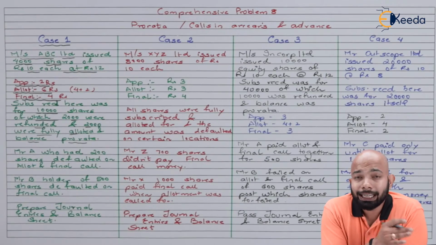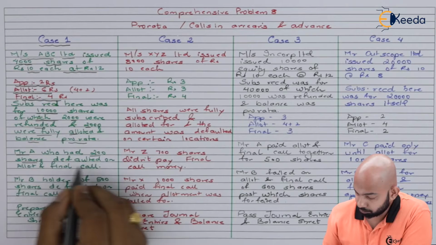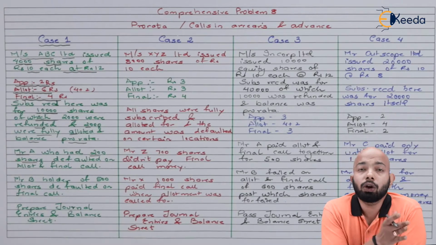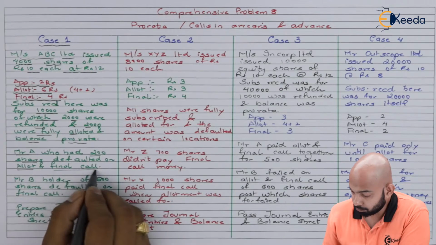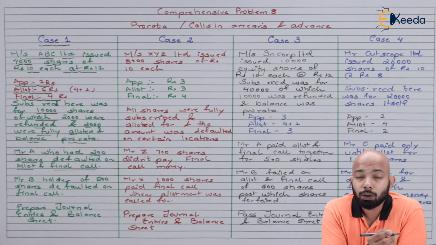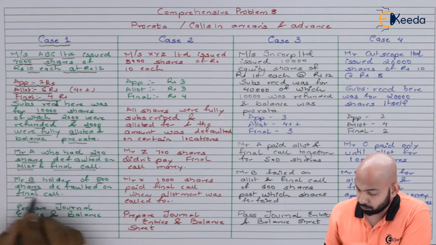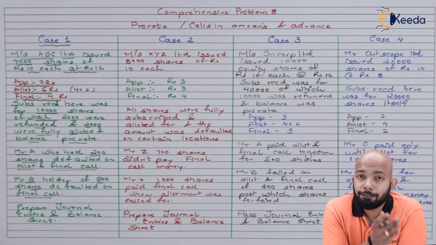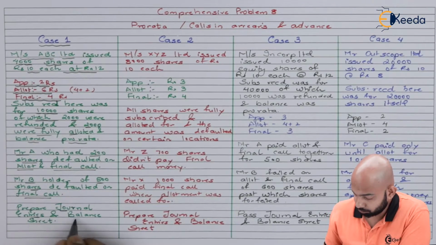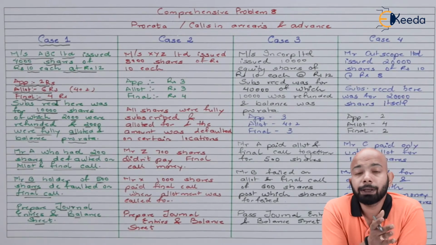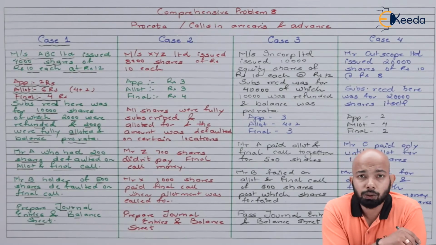Now, there is Mr. A who had 200 shares with him. He defaulted on the allotment and final call, which has been mentioned. Mr. B, who is the holder of 500 shares, defaulted on final call money, which has also been mentioned here. Now we have to prepare the journal entries and we have to prepare the balance sheet in case 1. Let's move on to case 2 now.